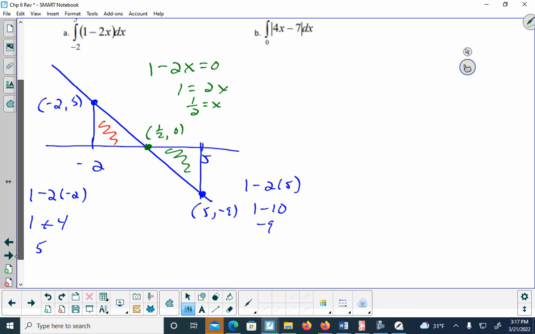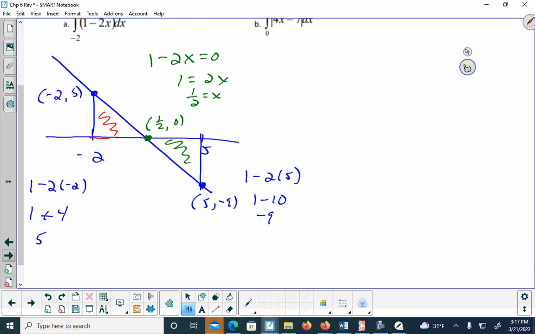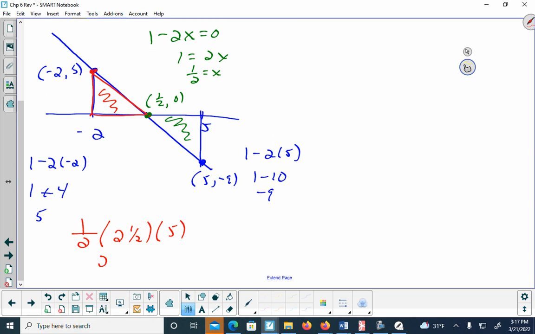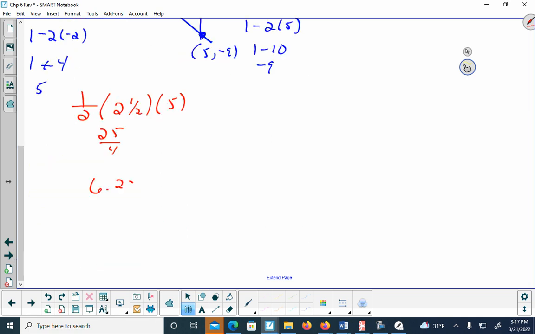So I'm going to use that because I have 2 triangles. This first triangle, the area is going to be 1/2 times the base. Well, between -2 and a positive 1/2 is going to be 2.5. So I can write 2.5 or 5 halves, however you want to write it. And then the height of this triangle is going to be 5. And when I multiply all that, I get 25/4, or you can have 6.25.